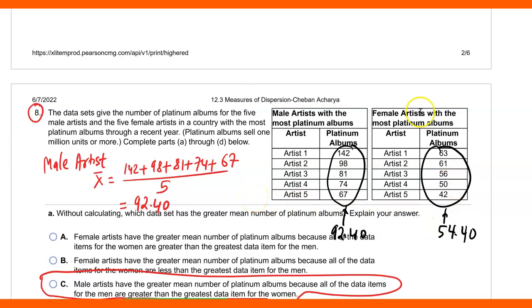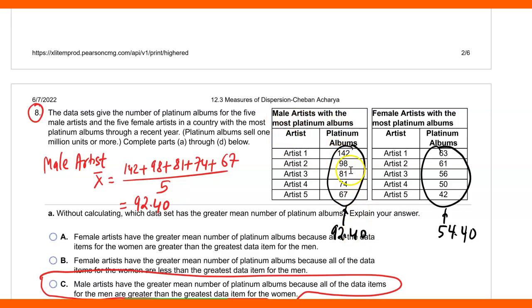And if you notice here, all the data values 63, 61, 56, 50, 42 are very close to this mean, right? Every data value for the female artist is very close to the mean of 54.40. But look at the male artist. 92.40 is the mean, but look at the other data values. They are very far from the mean.